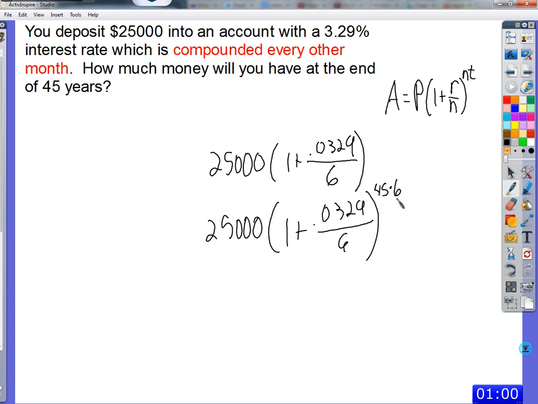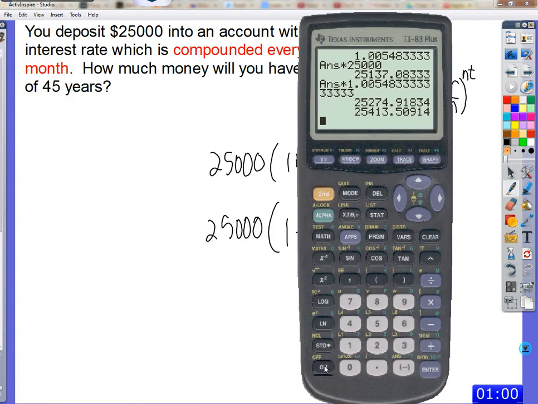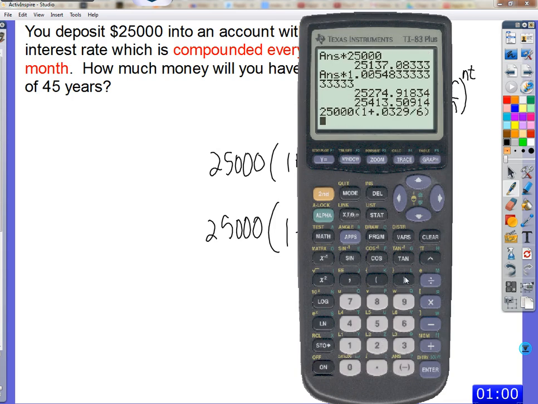We multiply this by itself 270 times, multiply that by 25,000. Divided by 6, multiplied by that, over and over and over and over, 270 times.